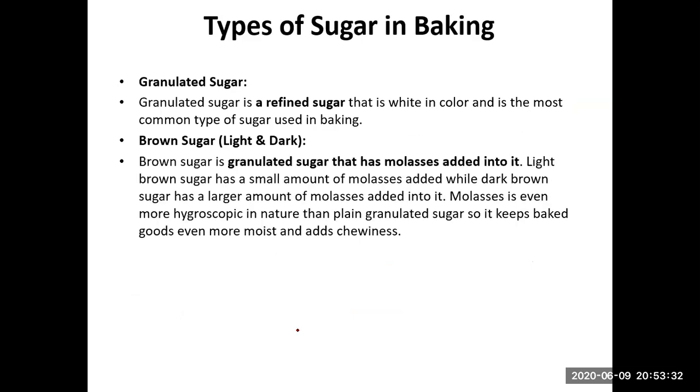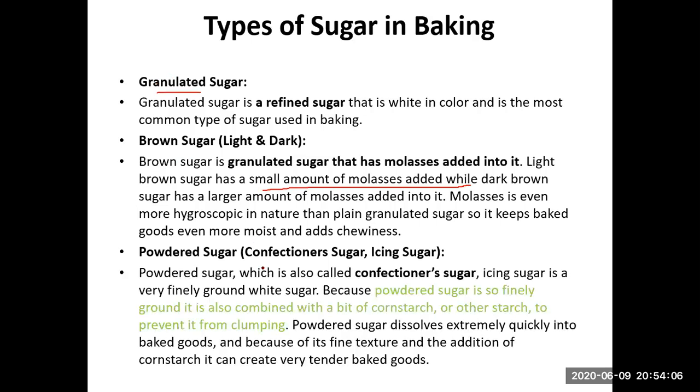In the case of brown sugar, some molasses is added to the granulated sugar, so its color turns brown. So we say that brown sugar is also one kind of granulated sugar with the addition of molasses. Then powdered sugar, it is also called icing sugar and confectionery sugar. Actually, it is granulated sugar made into powder form, and then it is called powdered sugar. We find this in the market as icing sugar.